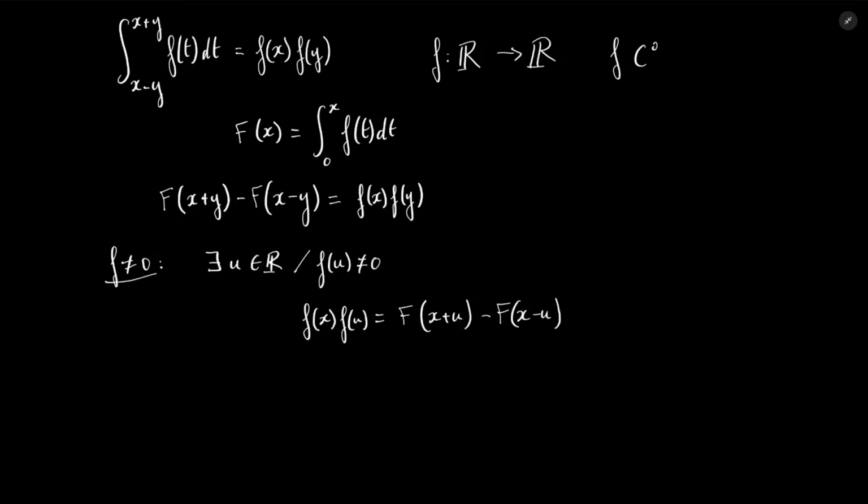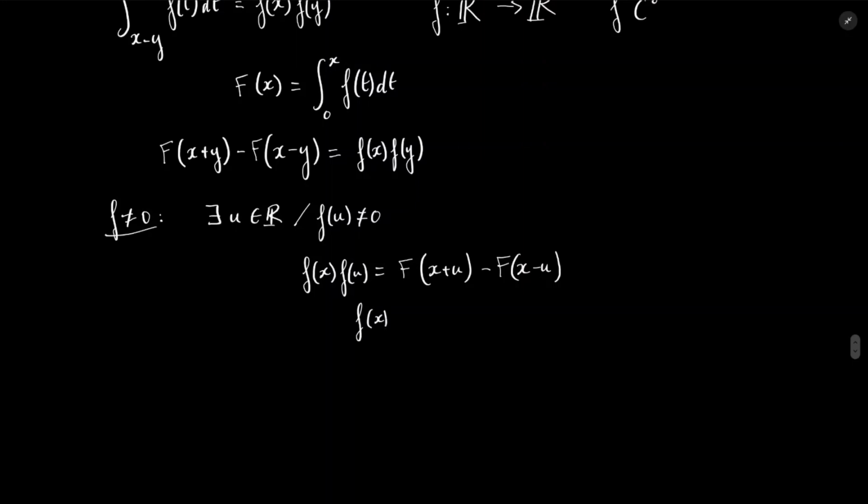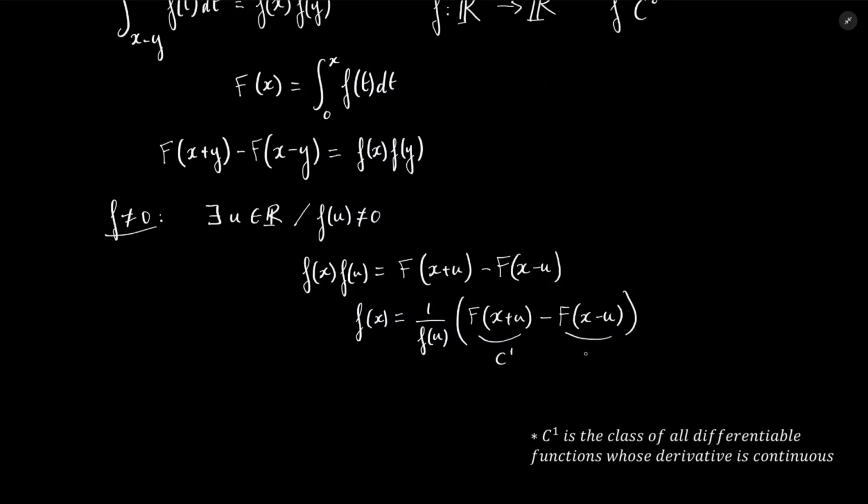Because we know that f of u is different from 0, we can write that f of x is equal to 1 divided by f of u, times big F of x plus u minus big F of x minus u. And the thing is that big F is the integral of a function that is C0, so continuous. So big F is C1, and this big F also here is C1. So at the end we have the function f that is also C1.